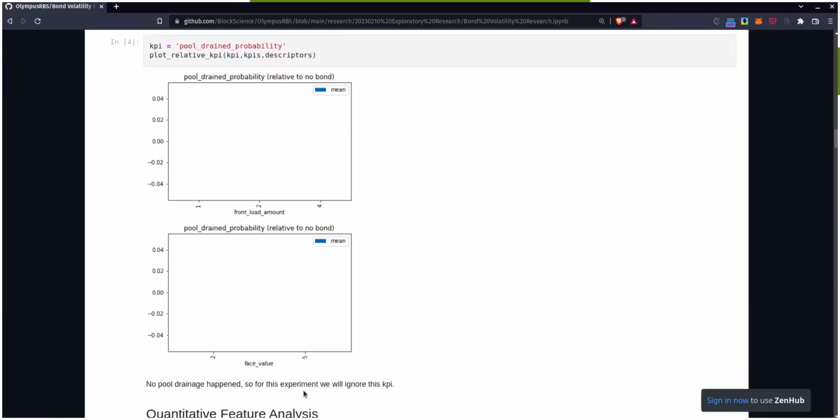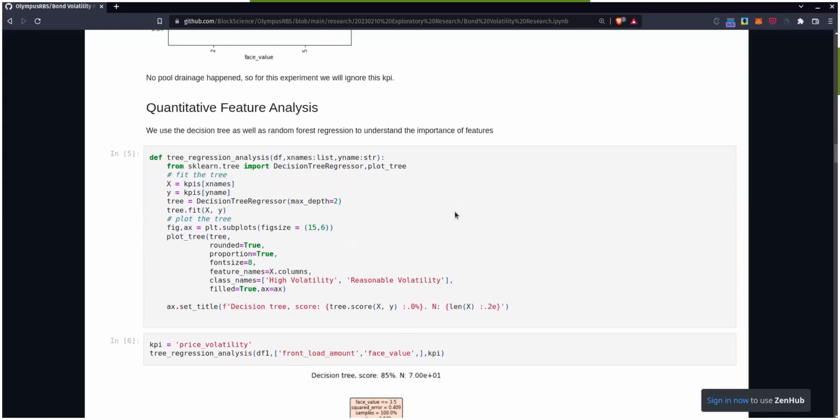And if we look at whether any of the simulations caused the pool to be drained because of the bond, we see, yeah, nothing happened. No pool has been drained. So we're going to only focus on the price volatility for the rest of this analysis.